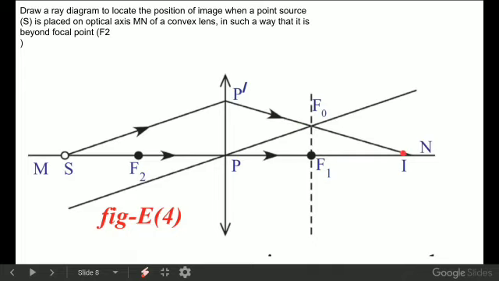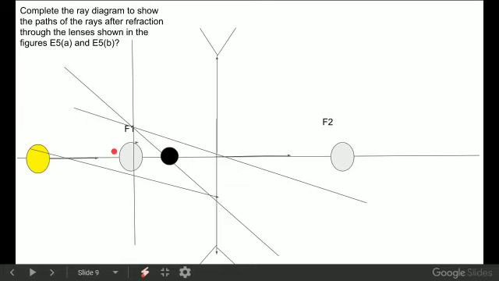Now these two light rays are intersecting here, so the image of this point object is formed here. This is how to draw the ray diagram for the formation of the image of a point object by a convex lens. Now move on. How to draw a ray diagram for the formation of the image of a point object by a convex lens?